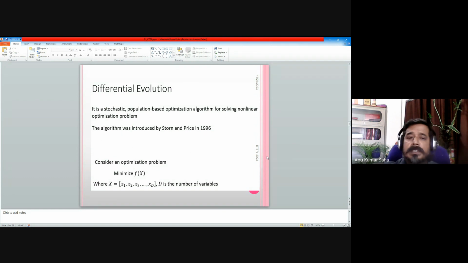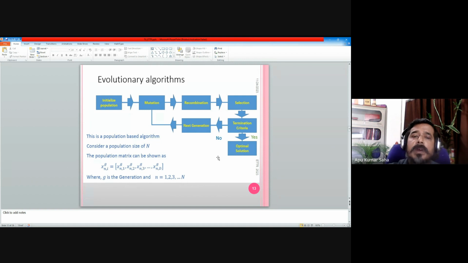Now this is our optimization problem, minimize f(x). Now how to solve? You just see, this is our flow chart. Initialize population. We'll first initialize population. I'll come to every step, how to initialize population, then go to mutation. We know in evolution mutation happens, then recombination, which you can say crossover. So mutation, crossover, selection, then whether termination criteria are completed or not. If yes, then find the optimal solution. If not, then go to yet another iteration.